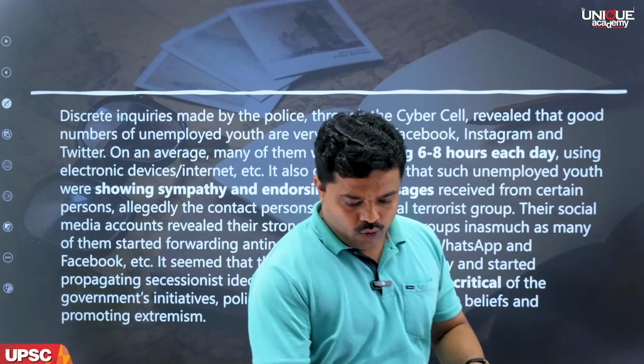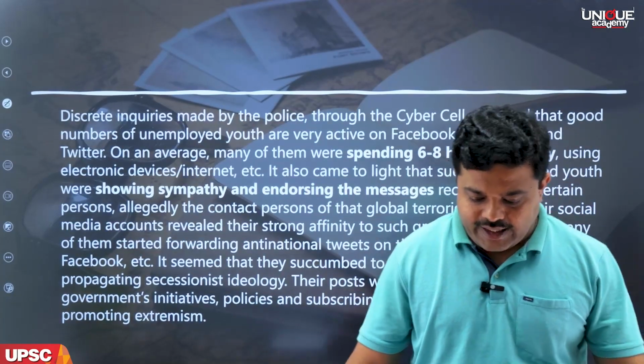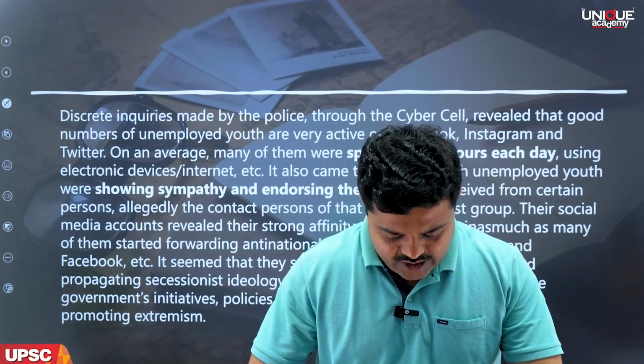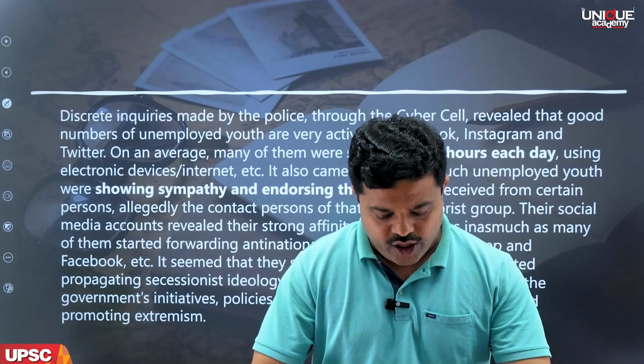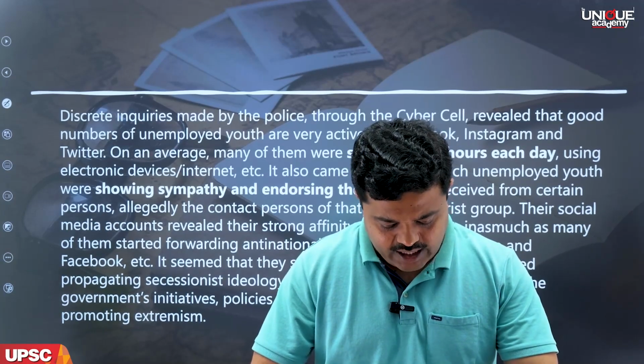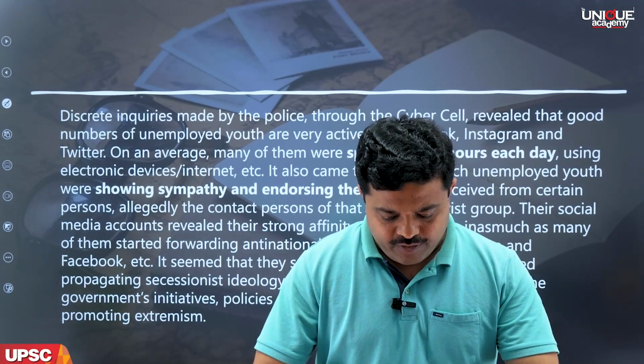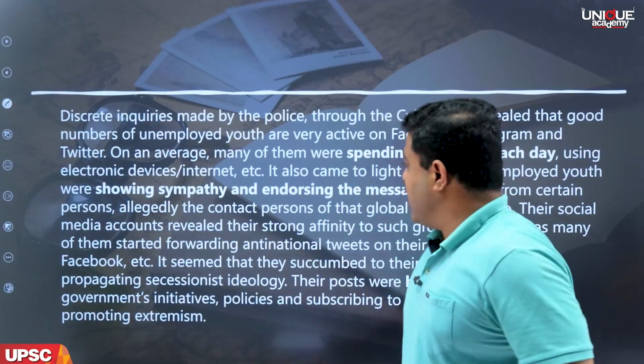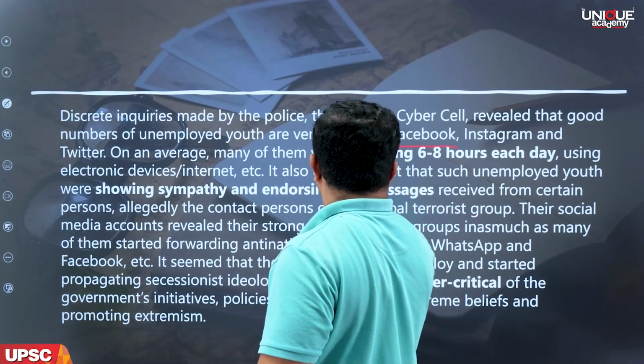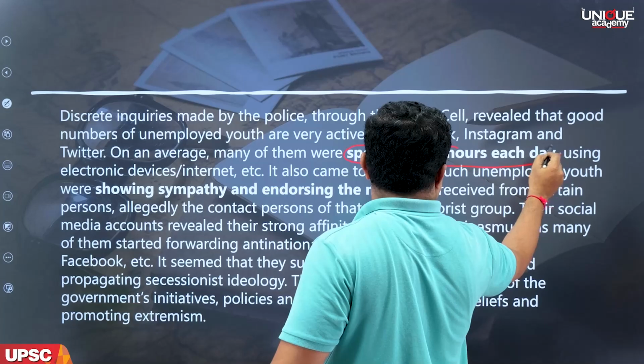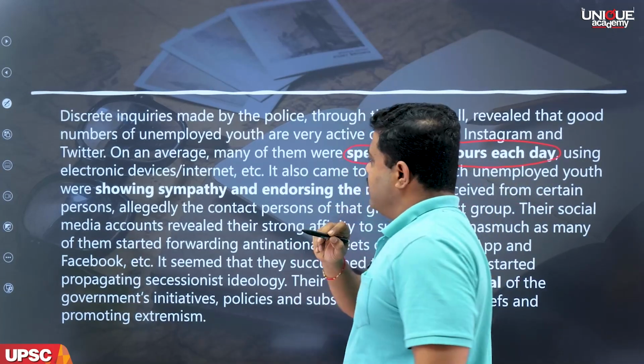Then, what is next? Discreet inquiries made by the police through Cyber Cell revealed that good number of unemployed youth are very active on Facebook, Instagram, Twitter. On an average, many of them were spending 6 to 8 hours. Now this is important. The amount of time spent by them on social media.